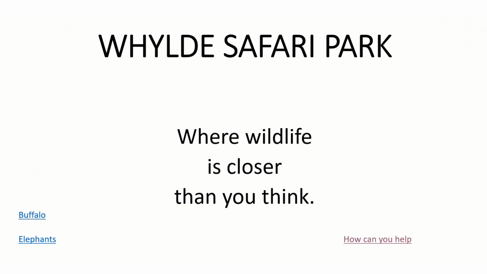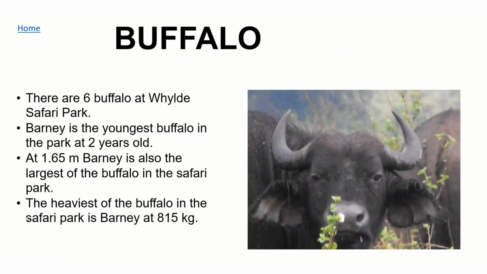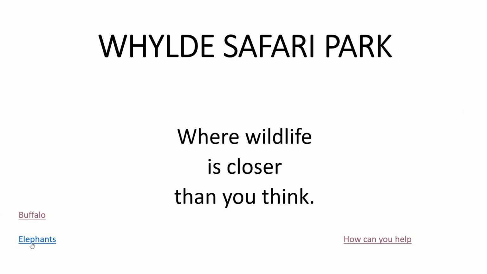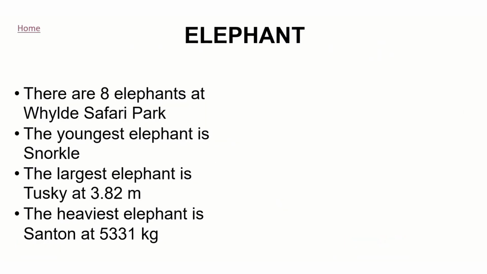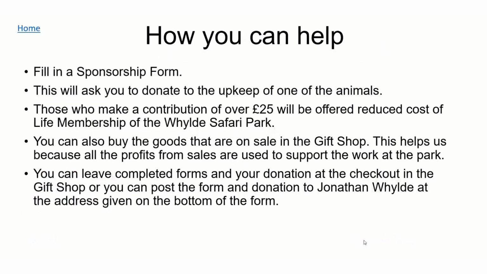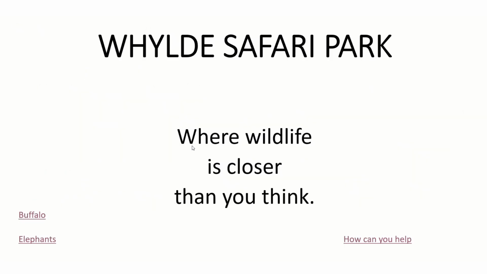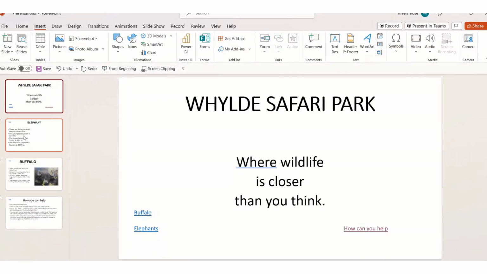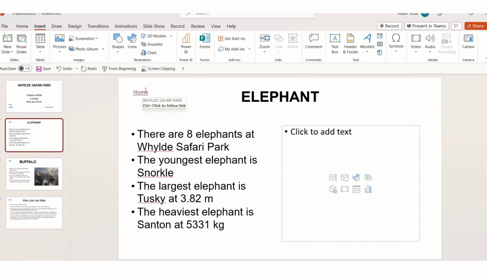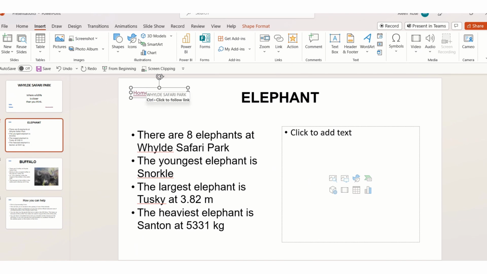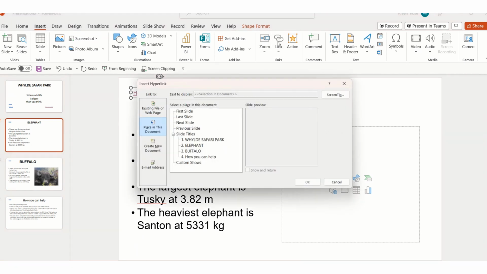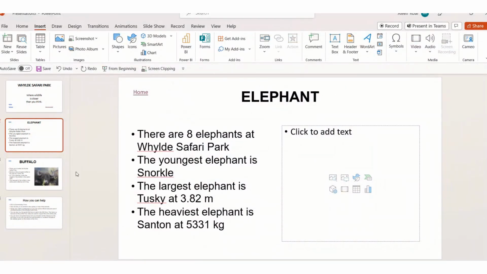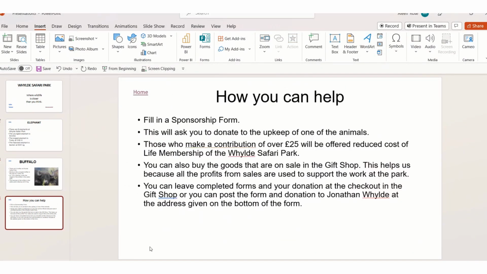Let's see whether it works. I will go to buffalo. Okay, buffalo to home. See, elephants, elephant to home. Go to home. How can you help? Back to home. So this should work between the slides. Okay, and then how to show them? Once you take a screenshot, they will understand whether there is a link or not. Okay, so this is how you add links.